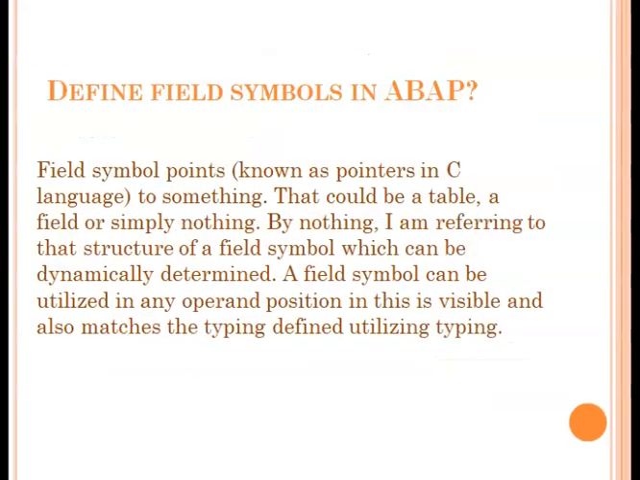Define field symbols in ABAP. Answer. Field symbols are known as pointers in the C language, and they point to something. That could be a table, a field, or simply nothing. By nothing, I am referring to the structure of a field symbol, which can be dynamically determined. A field symbol can be utilized in any operand position in which it is visible and which matches the types defined using typing.